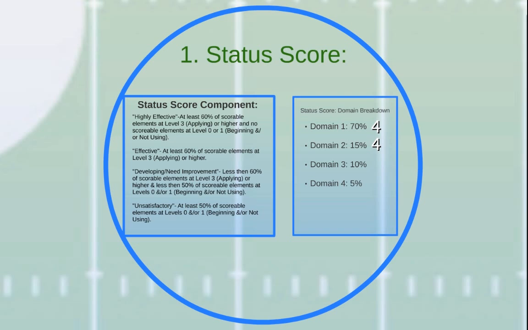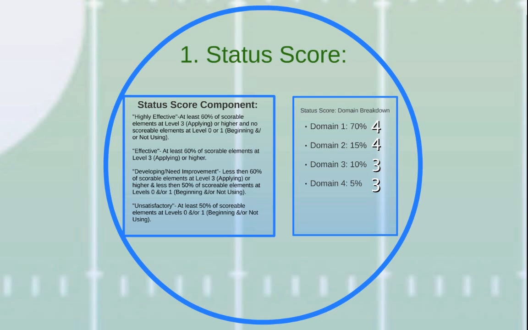In Domain 3, I had 65% of scoreable elements at level 3 or higher, but I had one level 1. I would receive a score of 3, effective for Domain 3. In Domain 4, I had 85% of scoreable elements at level 3 or higher, but I had one level 1. I would receive a score of 3, effective for Domain 4.